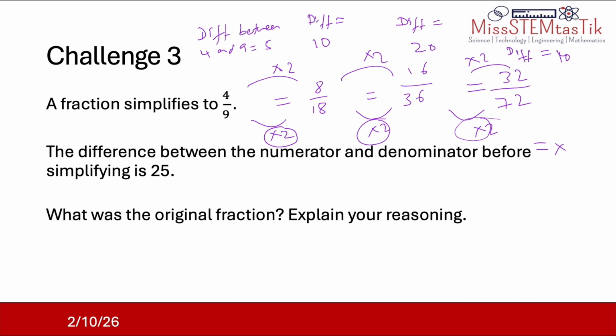So 4 times is too small, and 6 times is too big. So I'm going to now multiply the original fraction by 5. So 4 times 5 is equal to 20. 9 times 5 is 45. 45 take away 20 gives me 25. That is the difference that I need between the numerator and denominator.